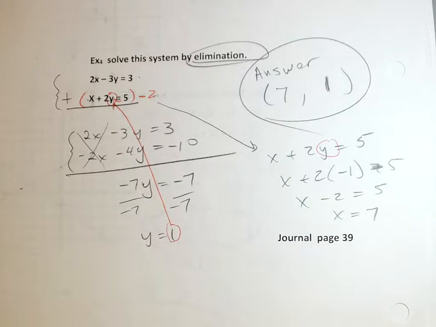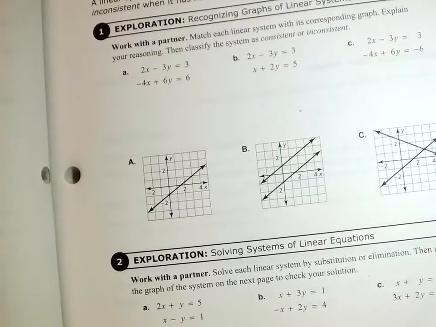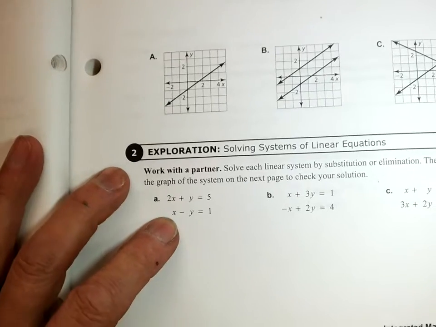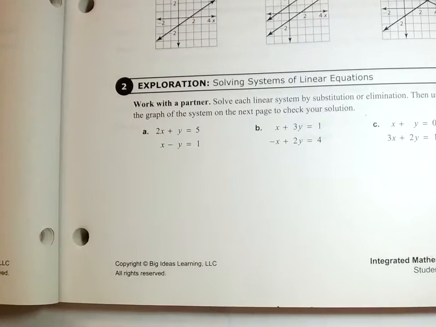Let's take a look at our journal. Let's go ahead and open up our journals to page 39, because your journal is your book, right? Page 39. Okay. All right. So, let's look at 39. So, let's do A together. Okay?